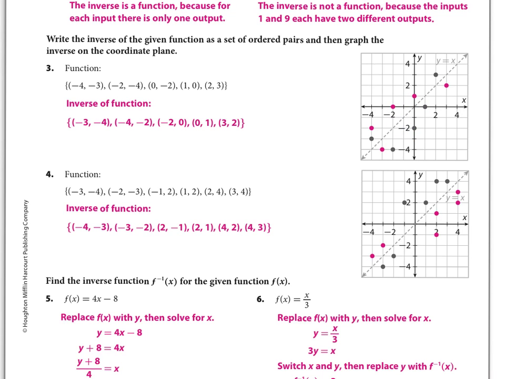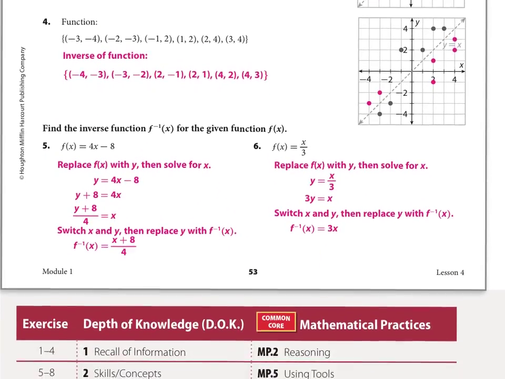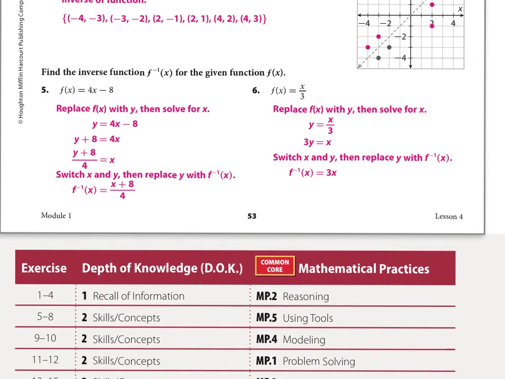So again, we've done the same thing here. We've switched our values, plotted them on the graph, and again, it's symmetric to the line. You can go straight across and see the inverse function point. Continuing on, 5 and 6, it says find the inverse for the given function. So again, what we did here is we replaced our x with y and vice versa.